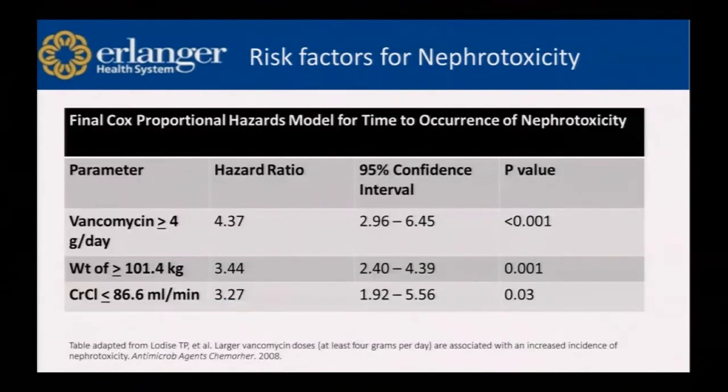Some risk factors for nephrotoxicity are vancomycin greater than 4 grams per day, weight greater than 101.4 kilos, and creatinine clearance of less than 86.6, and this was found by a retrospective cohort study by Lodiz and colleagues that compared vancomycin high dose greater than 4 grams a day with vancomycin low dose less than 4 grams a day and linezolid. These endpoints were found in a post hoc analysis to be statistically significant, with the highest hazard ratio associated with increased risk of nephrotoxicity.